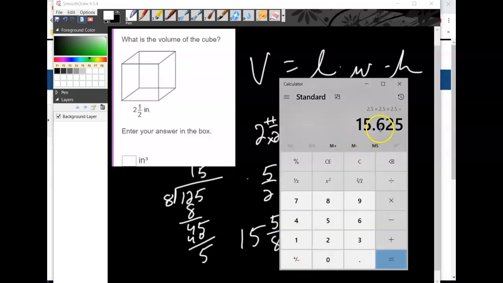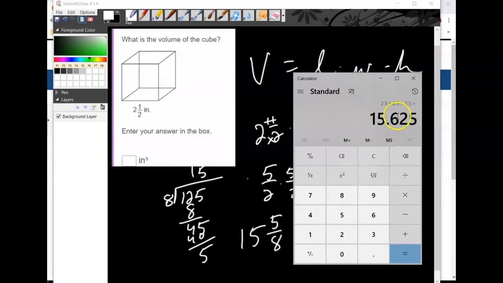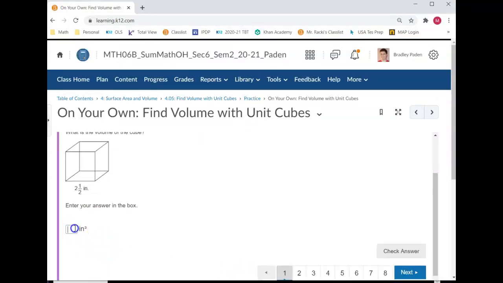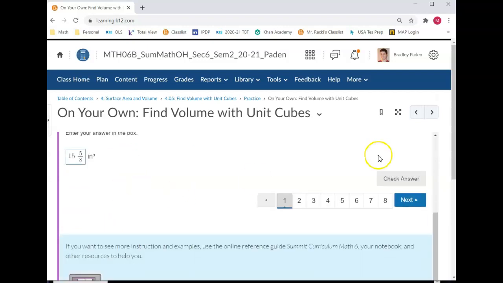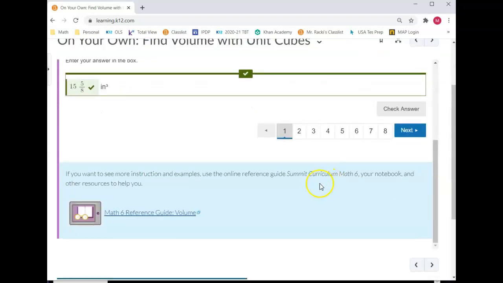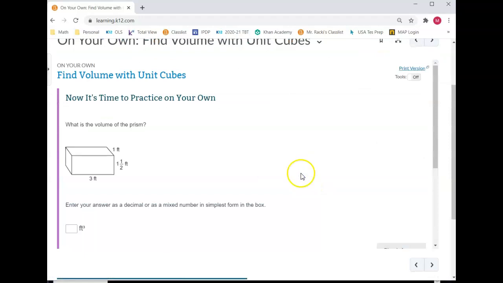We got 15.625. Is that the same? Well, if it is, 0.625 should be just another form of 5/8. You can double check that by doing 5 divided by 8. Look, it's the same. So I'll put 15 and 5/8 in as the answer here. I think that's what it's looking for. Yep. All right, let's go to the next one.